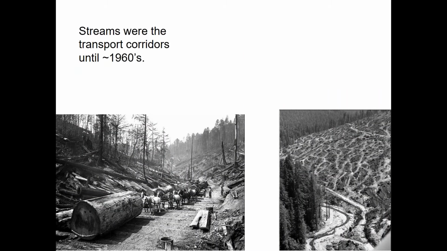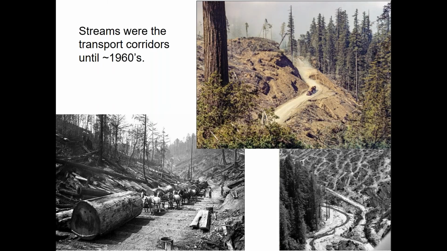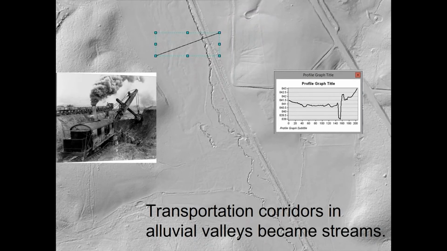And so the streams were the transport corridors up until about the 1960s, when we finally got logging trucks powerful enough to build roads on hillsides and not run right down the valley bottoms. And in the valley bottoms, the transportation corridors actually became the streams in many cases.